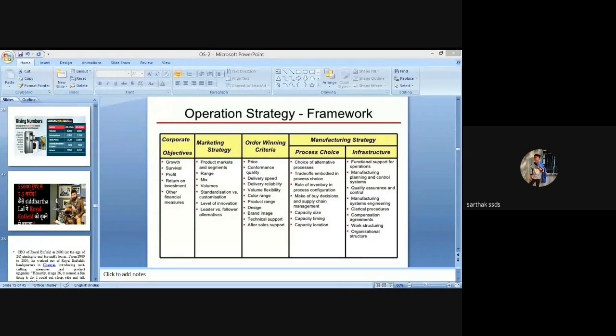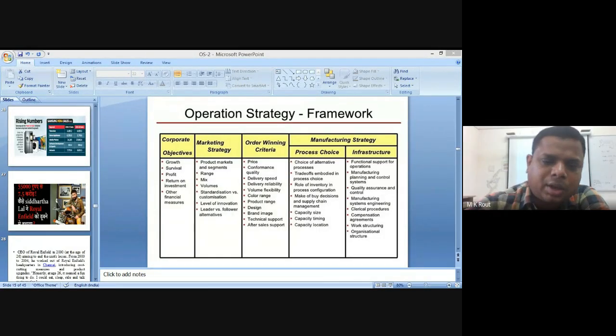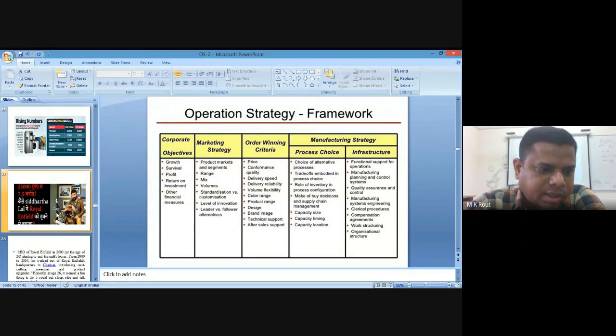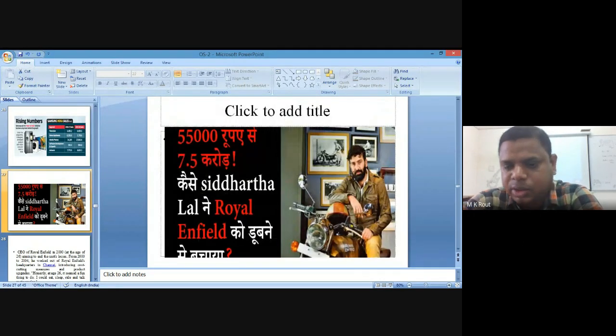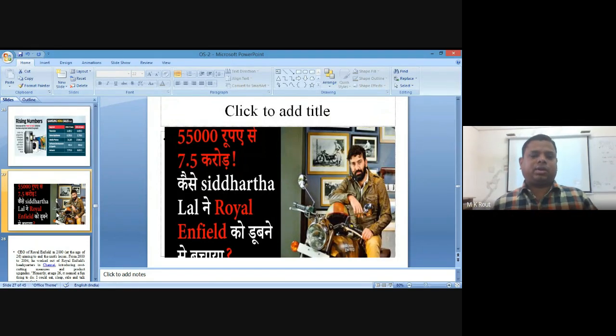It made that. Okay, I will show that particular case study of how a single person can change the whole scenario of Royal Enfield. If you go to that particular slide, his name is Siddharth Lal. He is the CEO of Eicher Motors and CEO of Royal Enfield. Okay, so if you go to that particular slide: how Siddharth Lal saved Royal Enfield from sinking, from 55,000 rupees to 7 crore rupees. Clear?